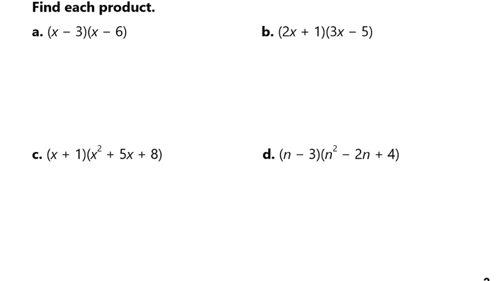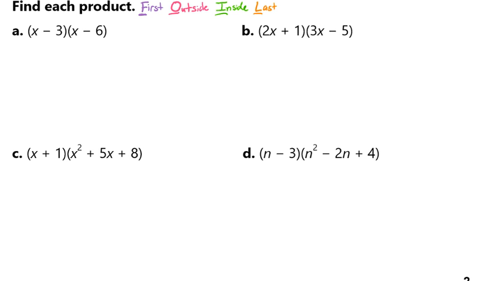So what exactly does FOIL stand for? Well, FOIL refers to first, outside, inside, last. And it's basically the directions for how you would go about your distribution or your multiplication in order to find the products. Let's go ahead and give this a try for letter A.